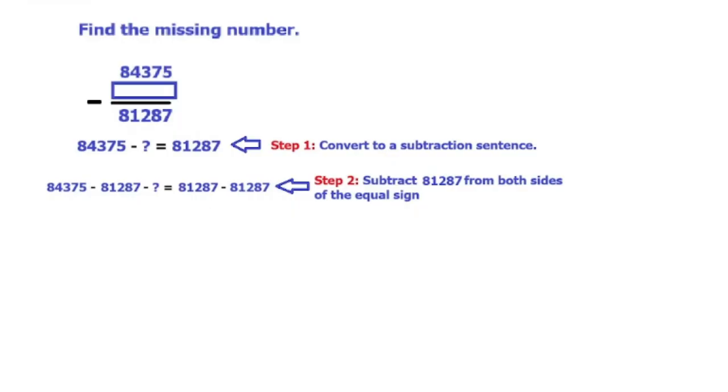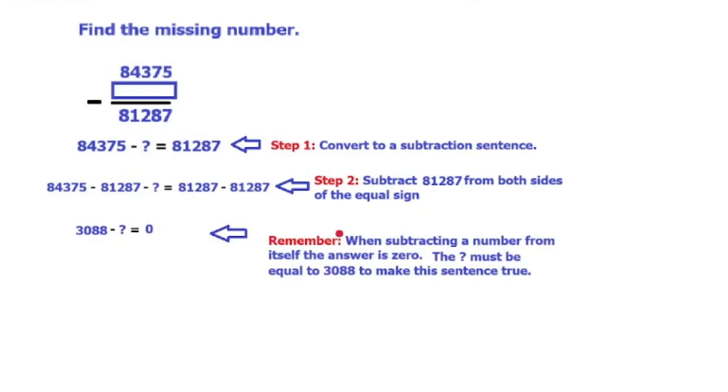Well, 81,287 minus 81,287 is going to be 0, right? Because you're subtracting something from itself, then you're left with nothing. So when you calculate this out, you're left with 3,088 minus question mark equals 0. So remember that when subtracting a number from itself, the answer is 0. So we need to subtract 3,088 minus 3,088 to get 0. So the question mark must be equal to 3,088 to make this statement or sentence true.